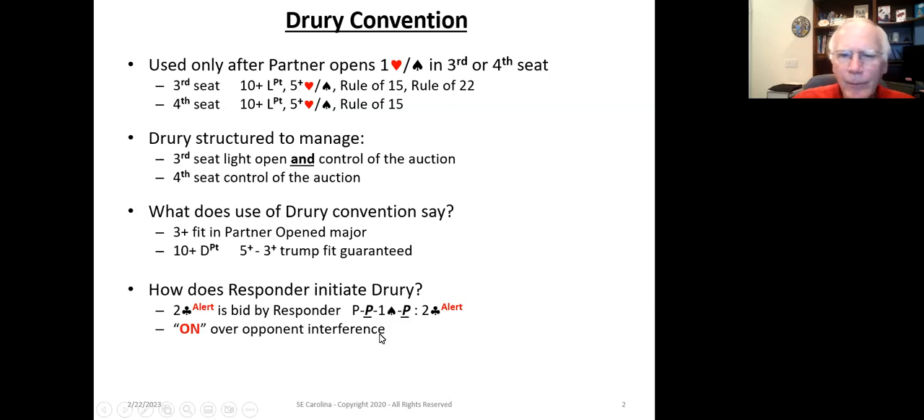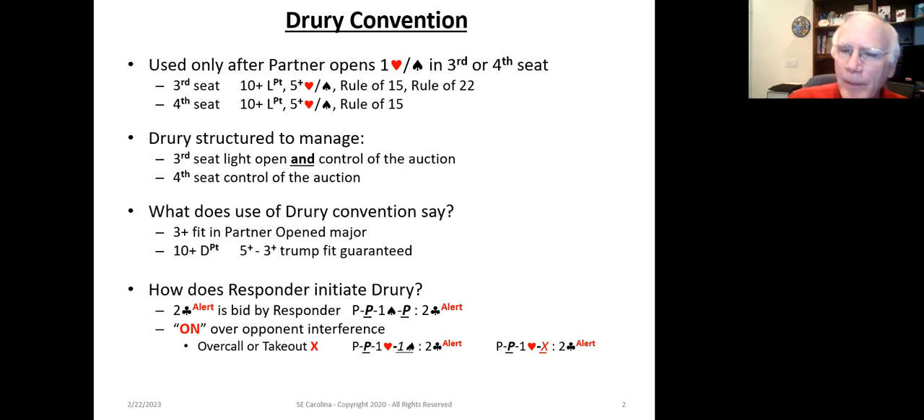Okay, so now the Drury convention is also armed. That means it continues to be used after interference if the responder can make that bid naturally. Okay, in this situation, it's pass, you pass. Again, I've got something wrong here. I need to put another pass in here.